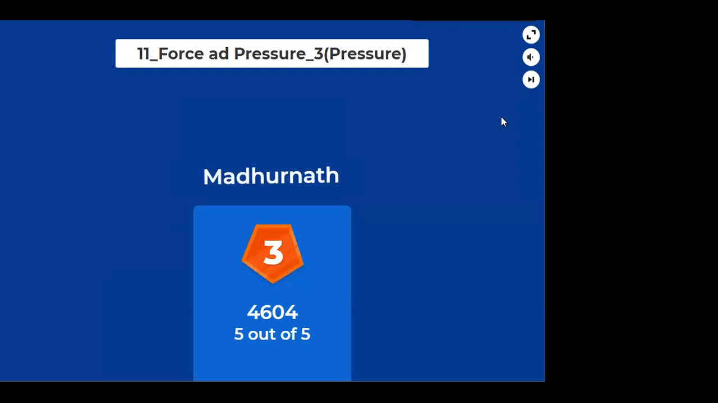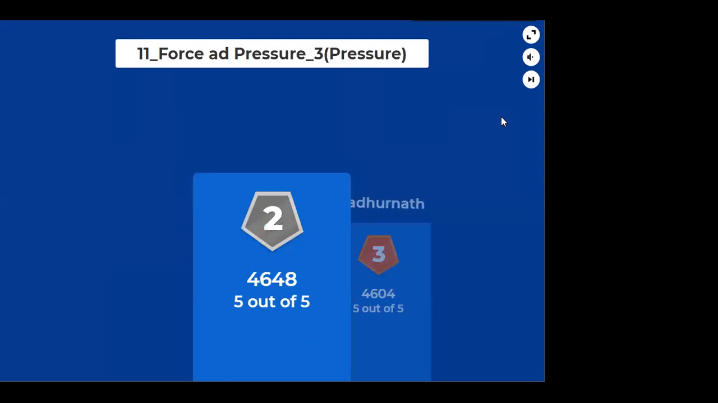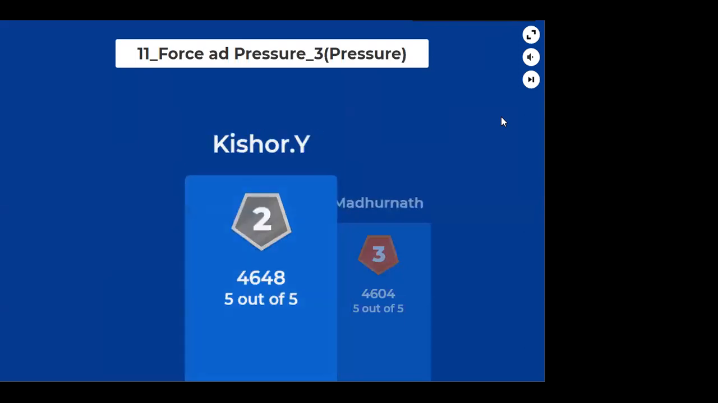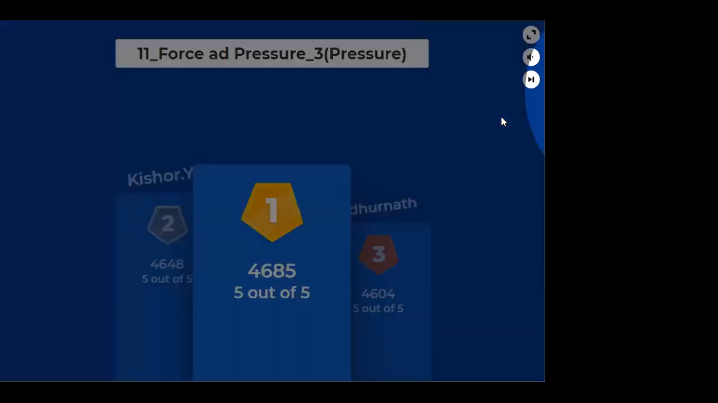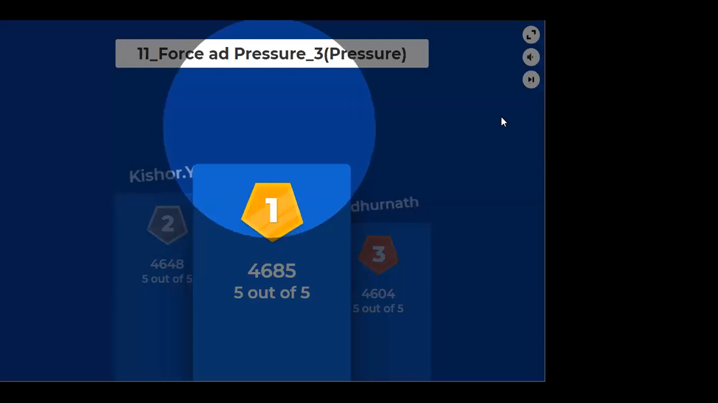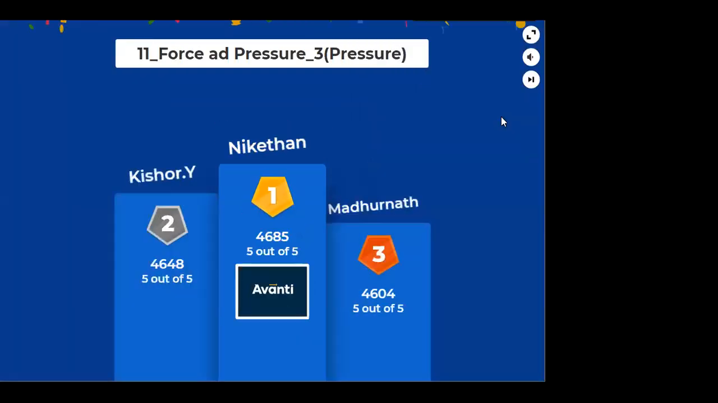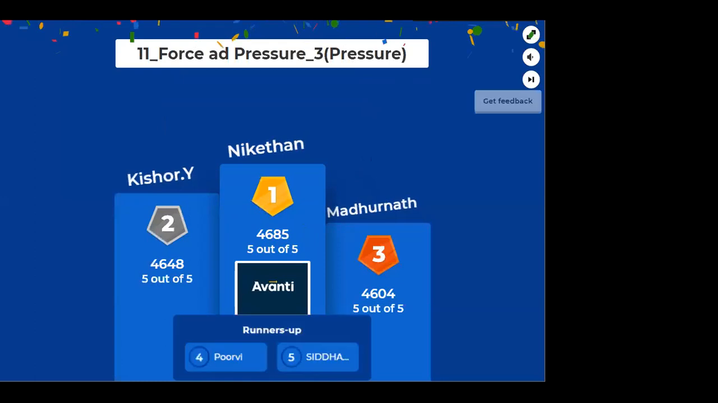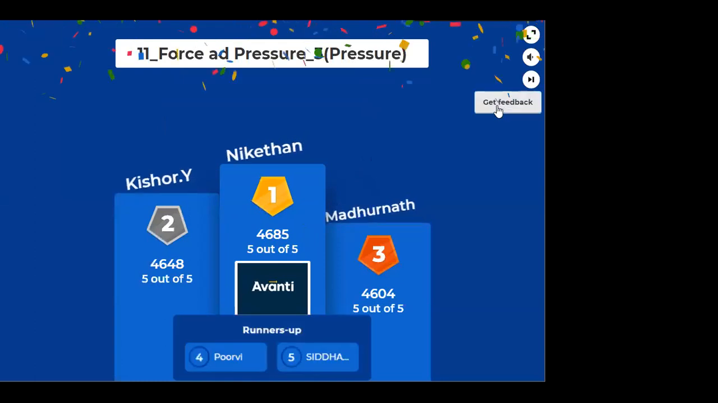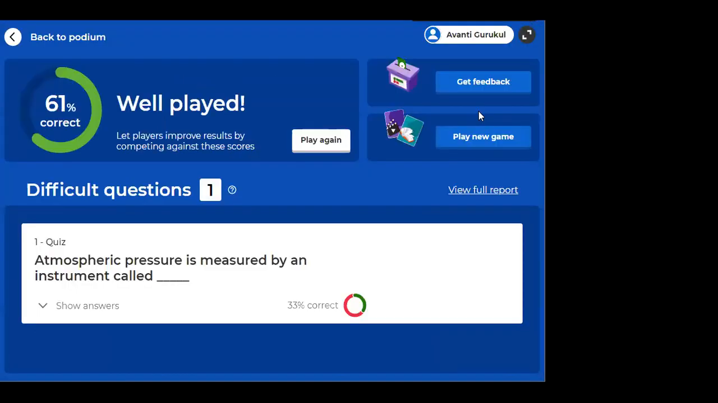Madhur, third, very good, Madhur. Kishore, second, very good, Kishore. Who is first? Niketan, okay. Very good, Niketan. Purvi, fourth. Siddharth, fifth. Okay, very good. So I guess all of you understood these concepts. Tell me, all of you understood these concepts?